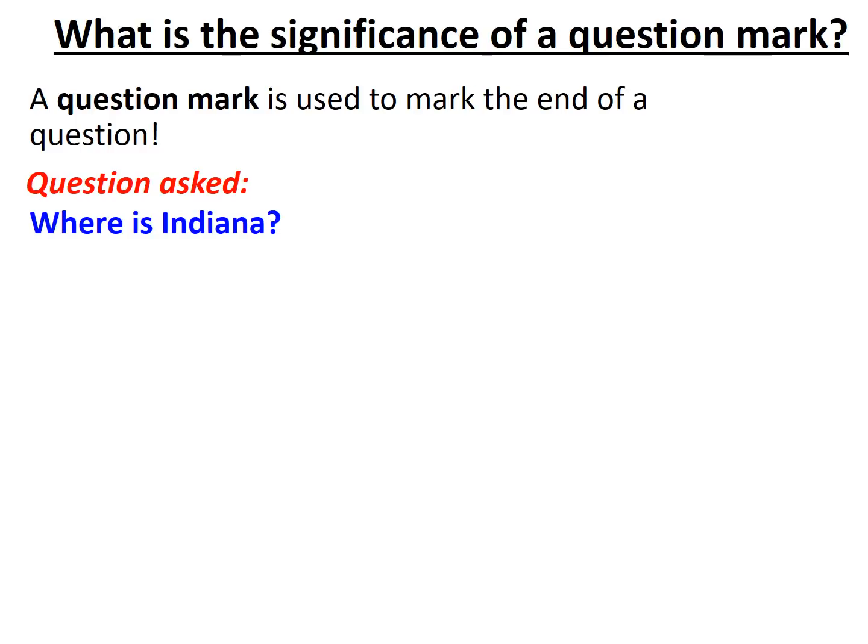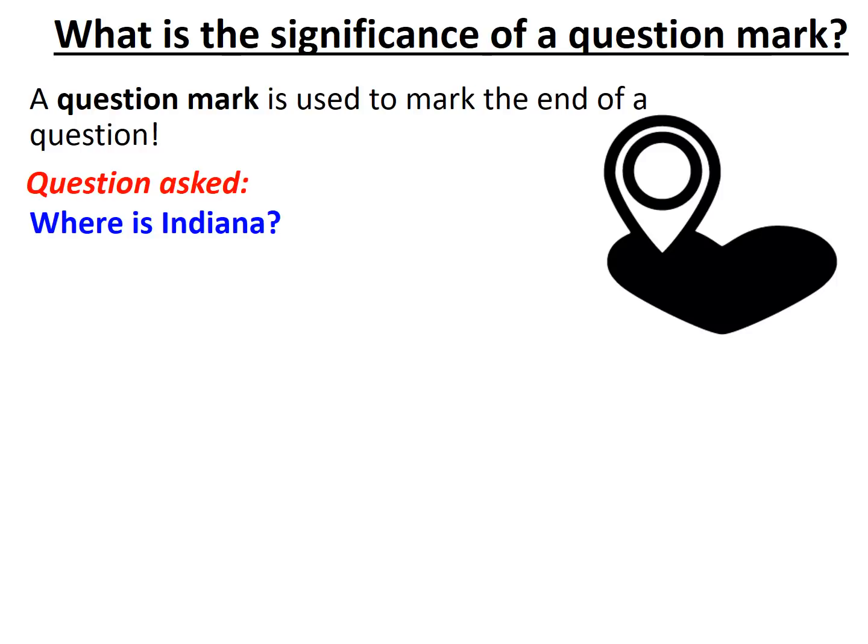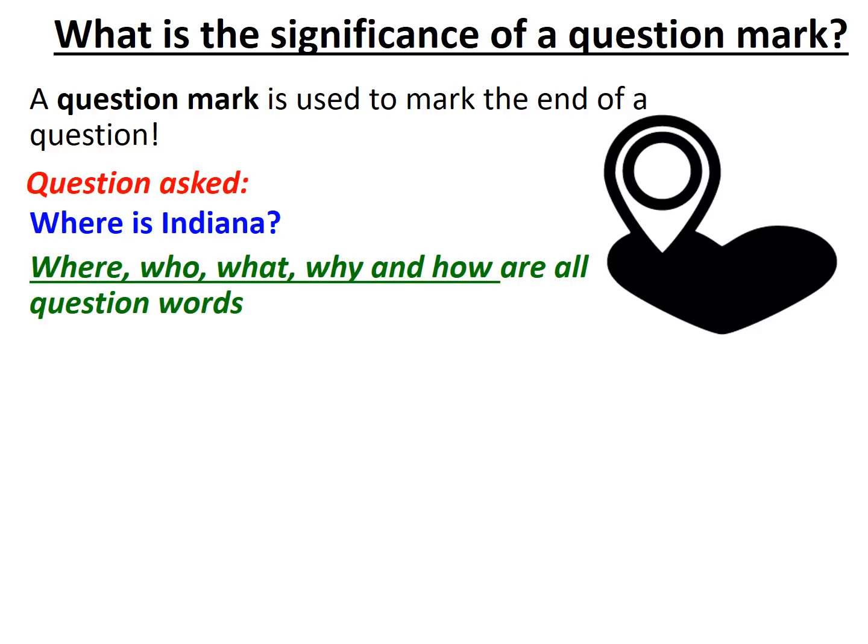Where is Indiana? Other words that are associated with the question mark are where, who, what, why, and how. These are all question words or associated with interrogatives.